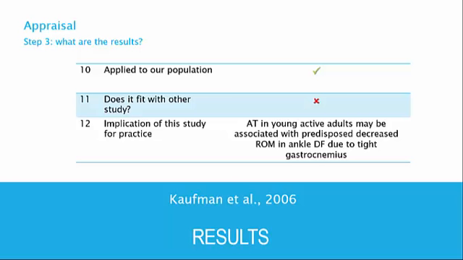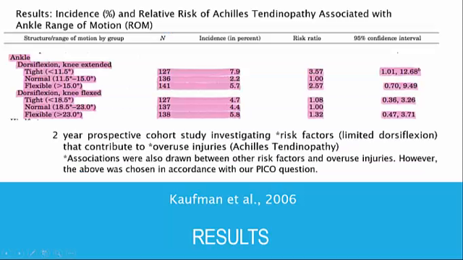The implications of the study is that Achilles tendinopathy in active adults may be due to tight gastrocnemius muscles rather than decreased dorsiflexion. For the results of the study of Kaufman and colleagues article, it stated 404 SEAL candidates had their ankle range of motion, degree of dorsiflexion, measured with their knee extended, and 402 had their ankle range of motion measured with their knee flexed.